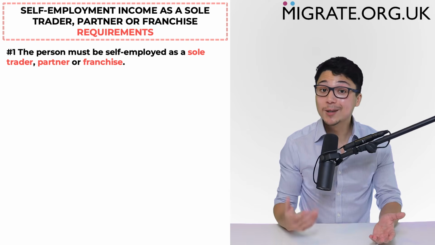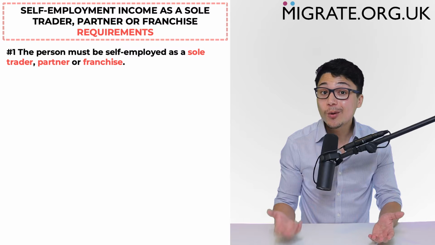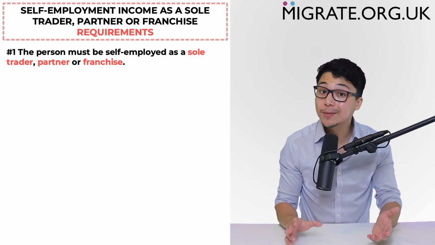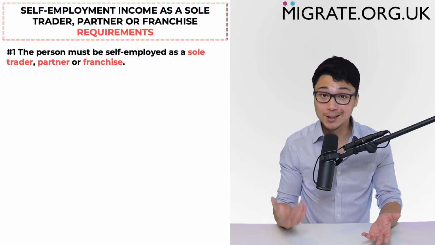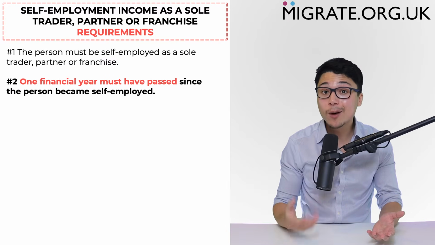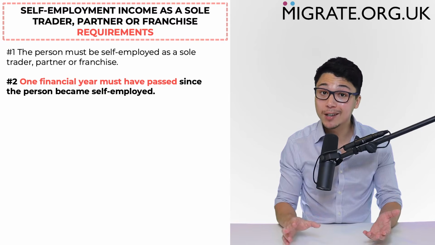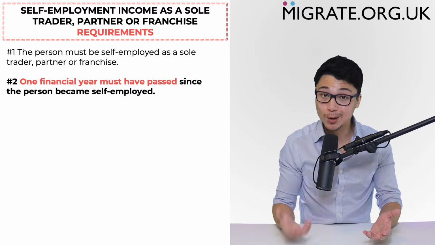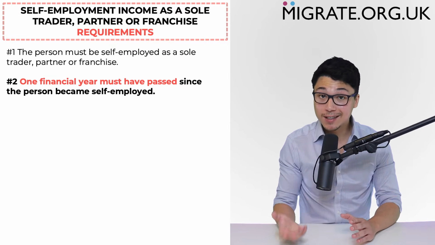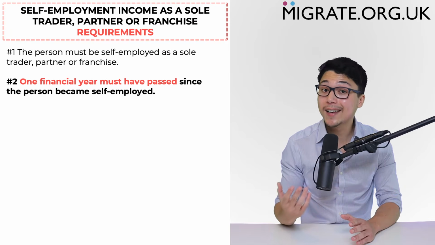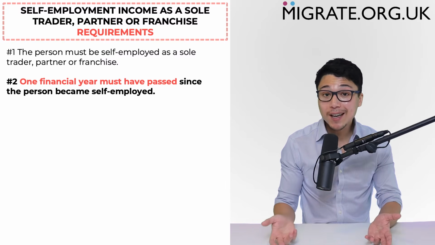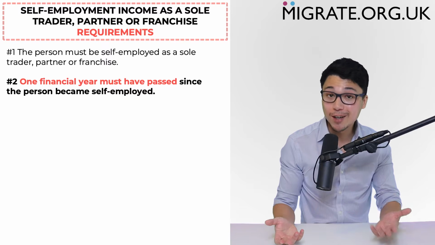The first requirement is that the person must be self-employed as a sole trader, partner, or franchise. If the person owns a UK limited company, that income is ordinarily treated as specified limited company income, assuming there are not more than 4 other persons that hold the remaining shares. The second requirement is that 1 financial year must have passed since the person became self-employed. This is because, as we will discuss later, you'll need to provide documentation relating to the most recent full financial year that passed, which in the UK is from 6th of April to 5th of April.